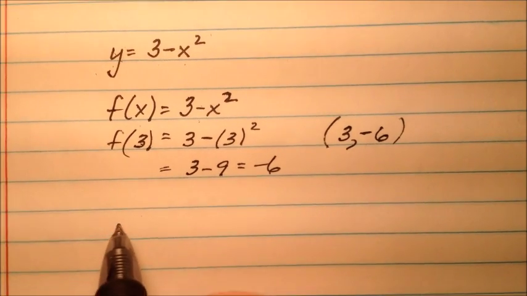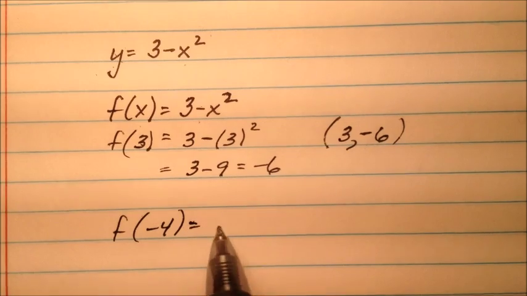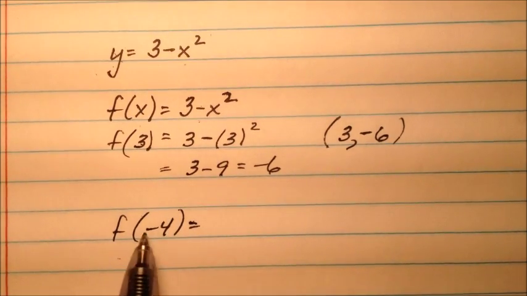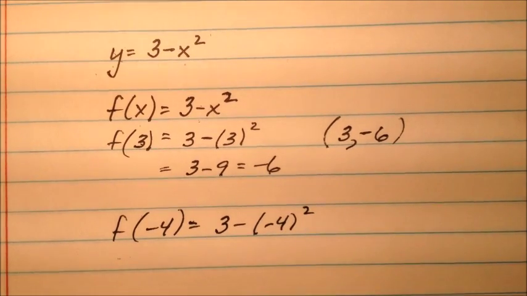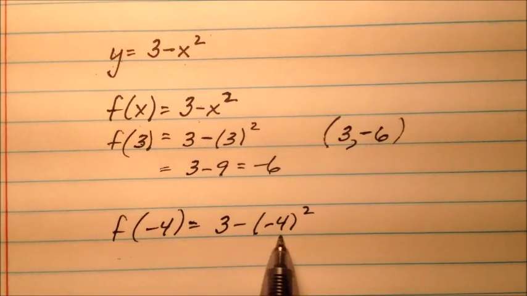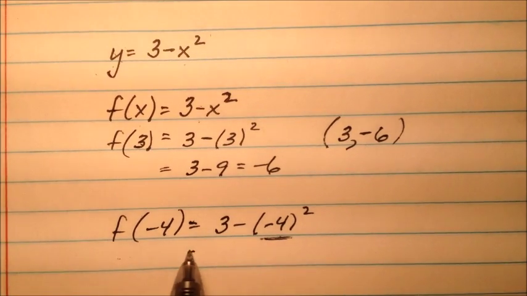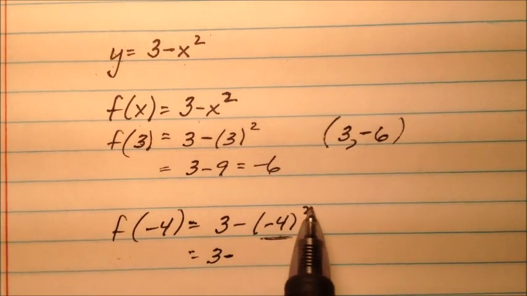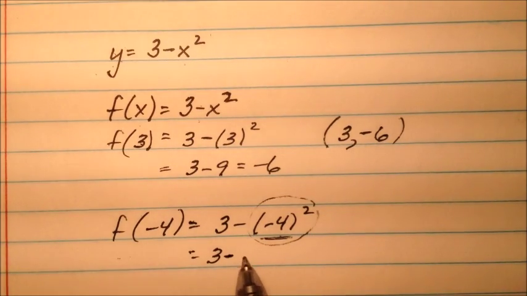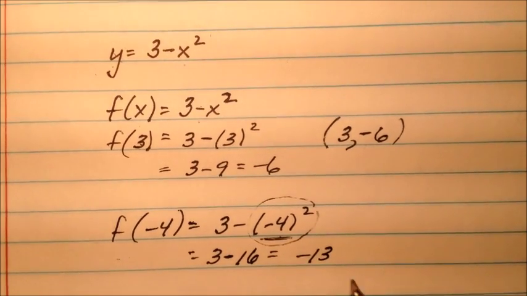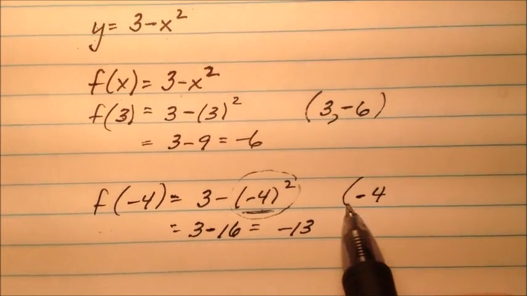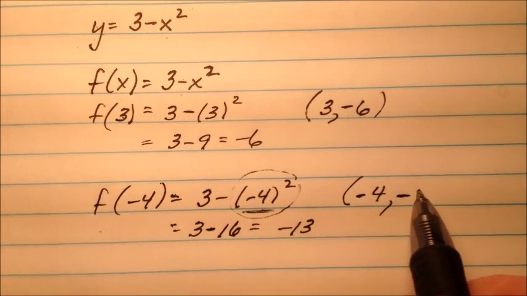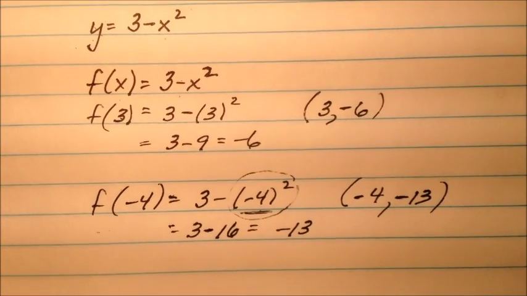Okay, so I can do another one. Let's say f of negative 4, which just means, again, I'm going to substitute negative 4 in for my x. So 3 minus negative 4 squared. And recall that when you substitute values, you're always going to put them in parentheses. So this ends up being 3 minus, and this right here will end up being a positive 16. So just 3 minus 16 will equal negative 13. And again, as an ordered pair, my independent variable, or my x, was negative 4. And what I got when I simplified it was negative 13, which I could call my y, or my dependent variable.